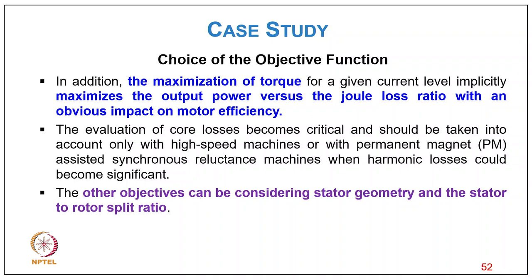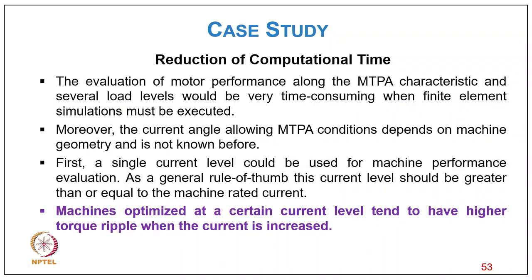Now, in addition, the maximization of torque for a given current level implicitly maximizes the output power versus the joule loss, also with the obvious impact on the motor efficiency. So, the evaluation of core losses becomes critical and should be taken into account only with high speed machines or with permanent magnet assisted synchronous machines, where the higher harmonic losses could become significant. Other objectives can be considered: stator geometry and the rotor, stator to rotor split ratio.